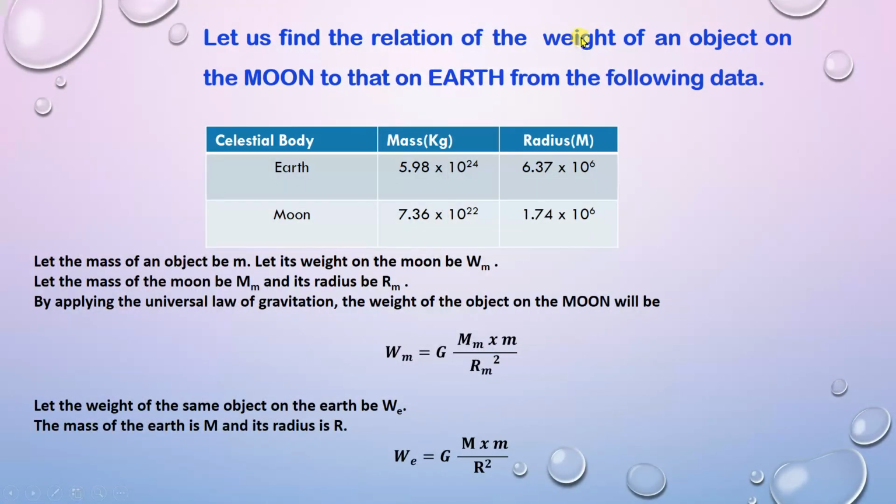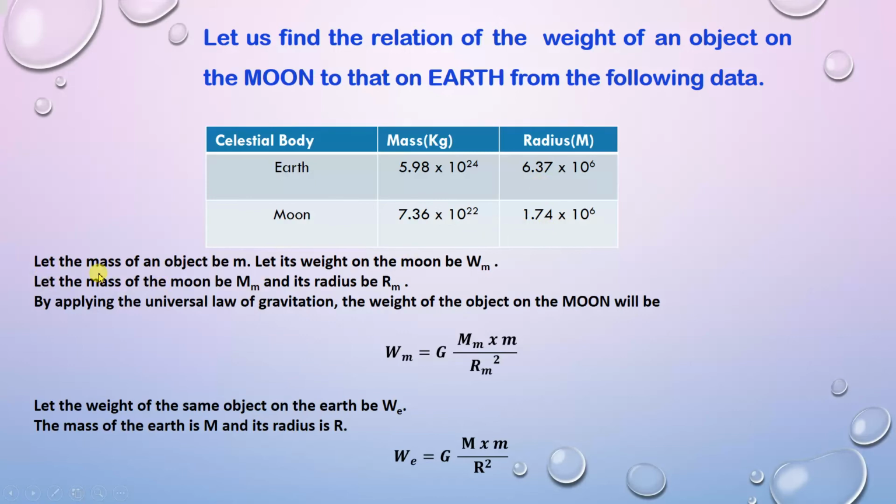Let's find the relation between the weight of an object on the moon and the weight of the object on earth. So we have to use this data. Mass of earth is nearly 6 into 10 raised to 24, because it's 5.98, we'll take it as 6. Then radius of earth is 6 into 10 raised to 6 meters. In case of the moon, its mass is about 100 times less, the power is 22 here. So it is 7.36 into 10 raised to 22 kg, and the radius is 1.74 into 10 raised to 6. You can see how small the moon is in comparison to earth.